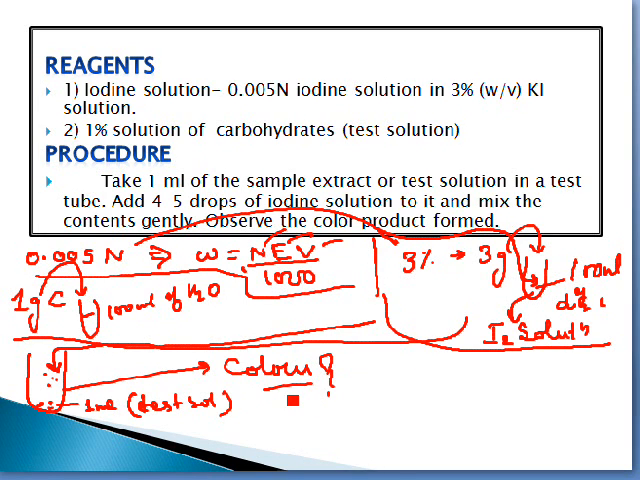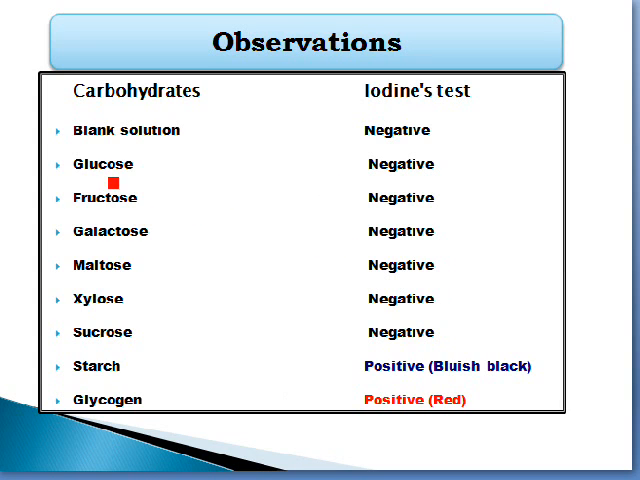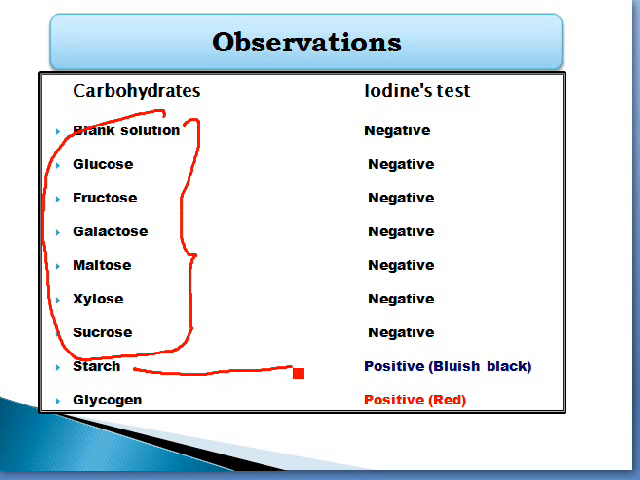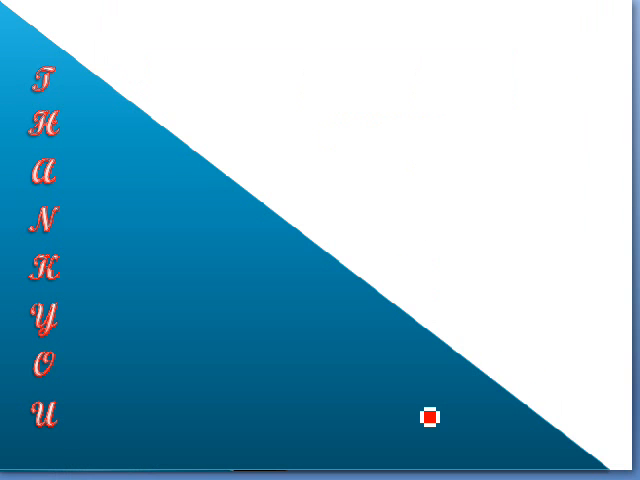Now come to the observation table, which shows that monosaccharides and disaccharides show a negative test for this experiment. Amylose and amylopectin are not present in these saccharides. If your sample contains polysaccharide, starch or glycogen, you will get a positive result, that is you will observe a color change. Starch will give the blue color and glycogen will give the red color. Okay, thank you.